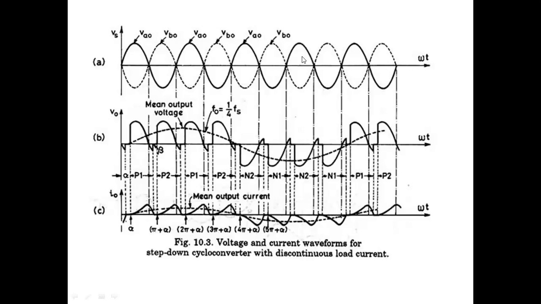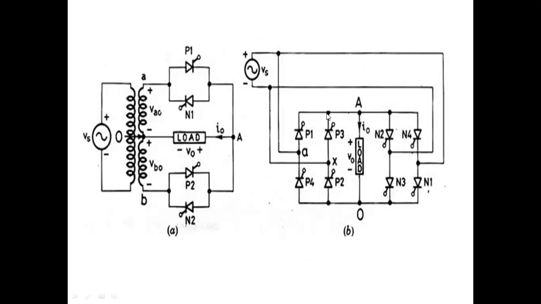This is the waveform for the step-down cycloconverter. The same two circuits can be explained for step-down cycloconverter. The circuits will be the same for both step-up and step-down cycloconverter, but the waveform is different. Operation is different. Okay, now we'll see step-down.